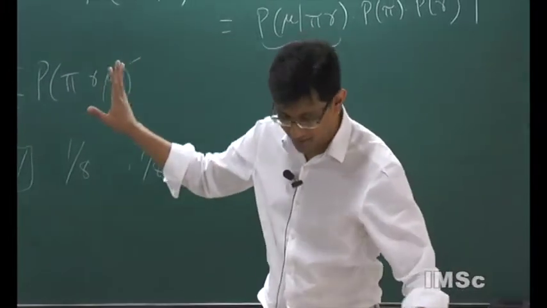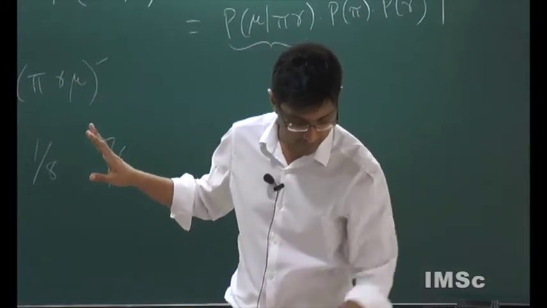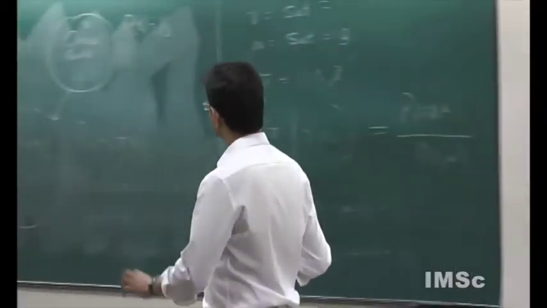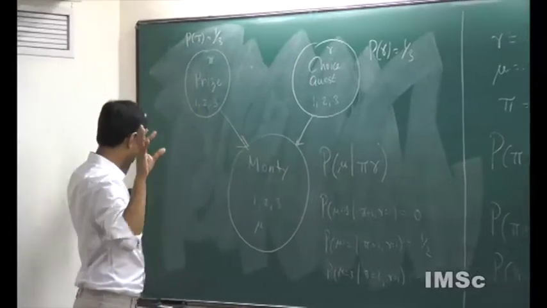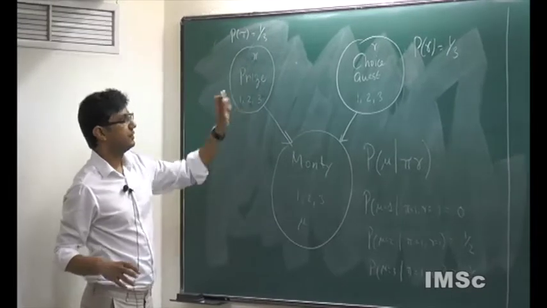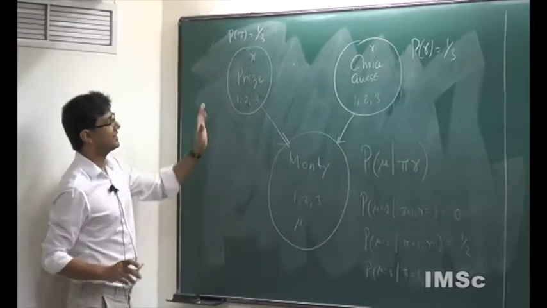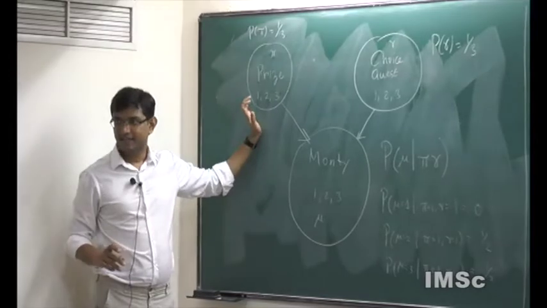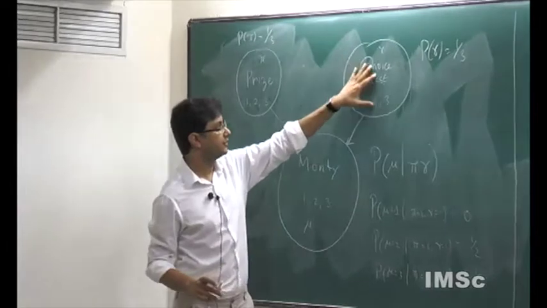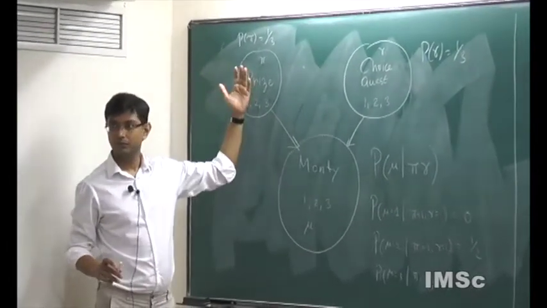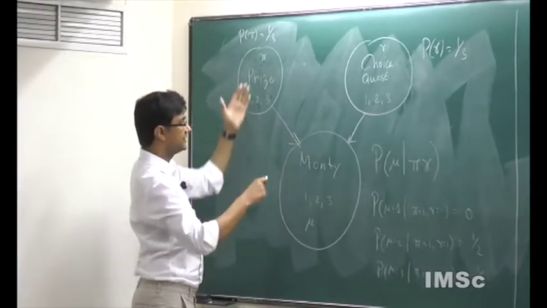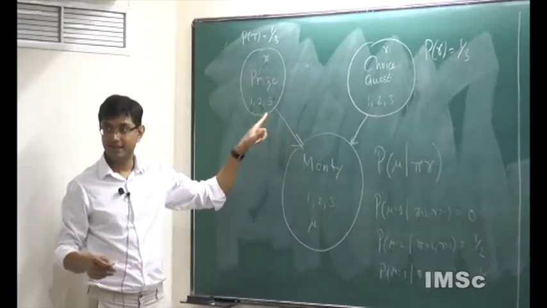I have not given you a formal definition of a Bayesian network, but this is essentially what a Bayesian network is. Let me be a little bit more formal and technical. A Bayesian network is a bunch of nodes, and it's actually a directed acyclic graph. What do we mean by a directed acyclic graph? There are arcs which go from one node to another. It's directed, but it's acyclic. There cannot be a cycle.